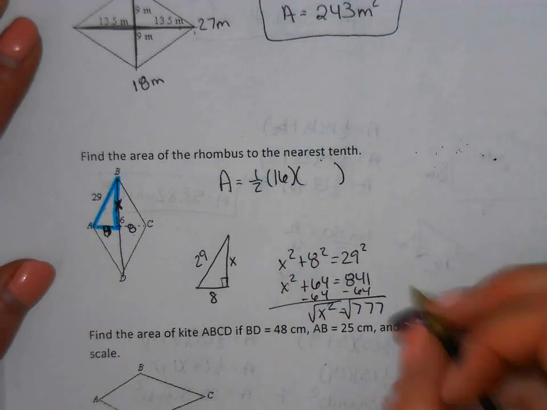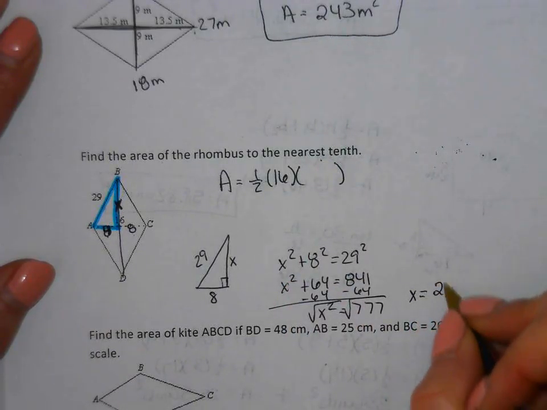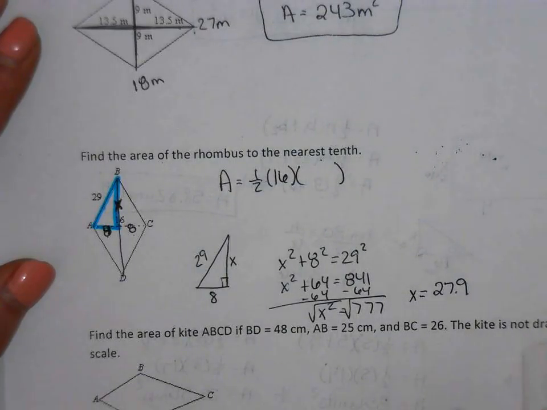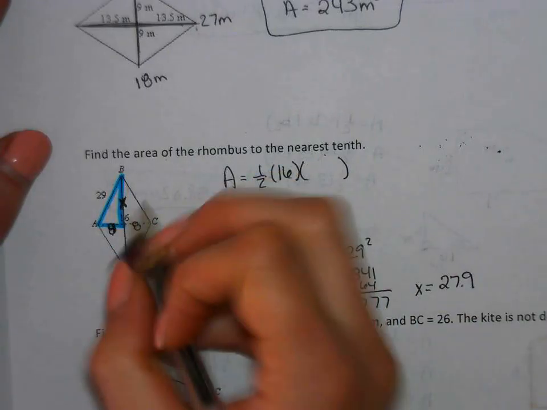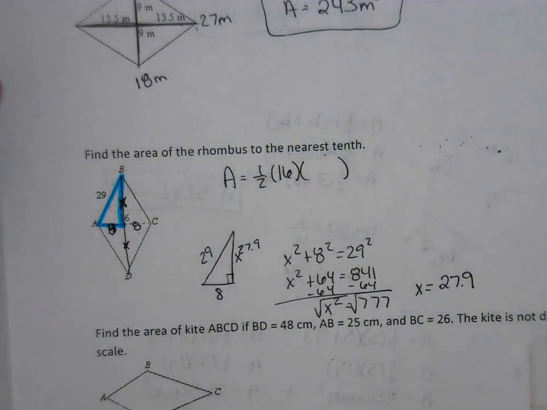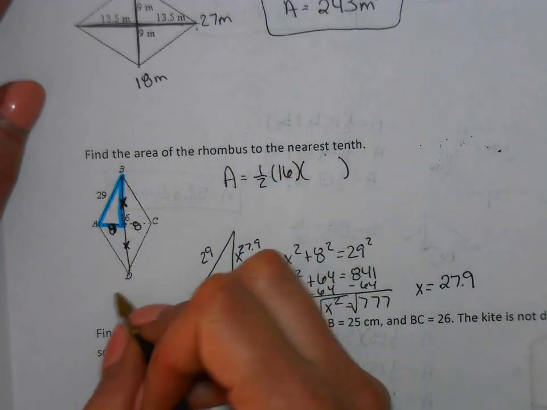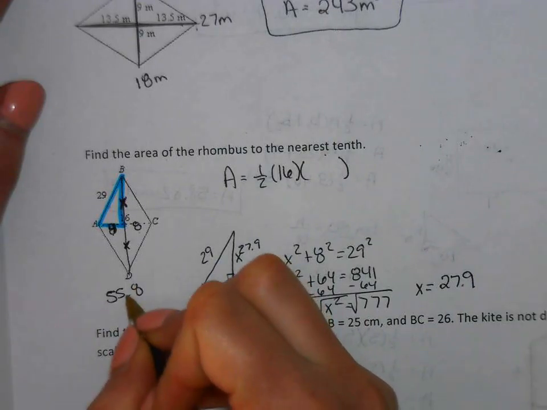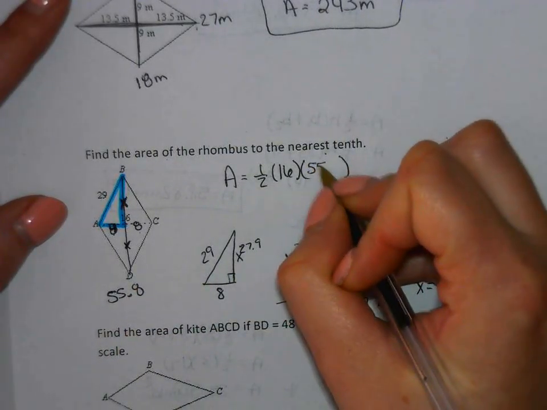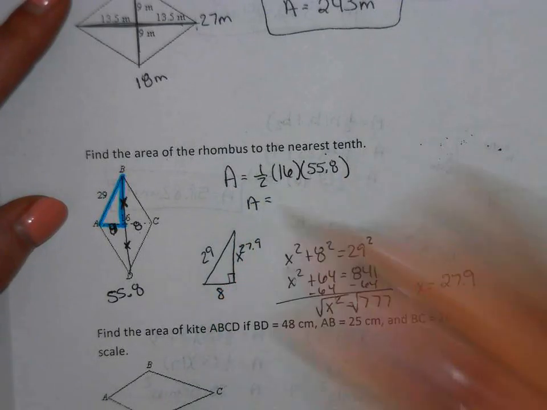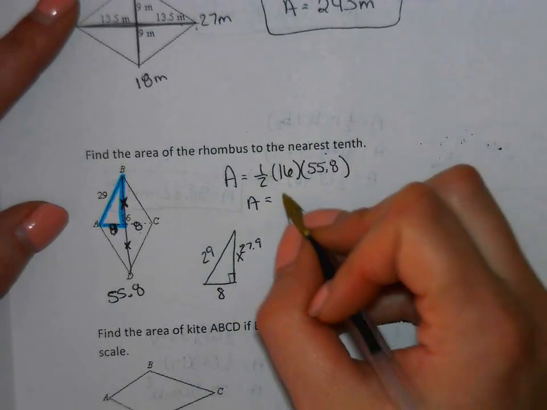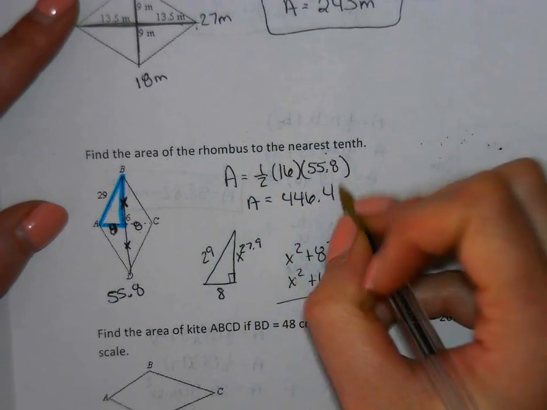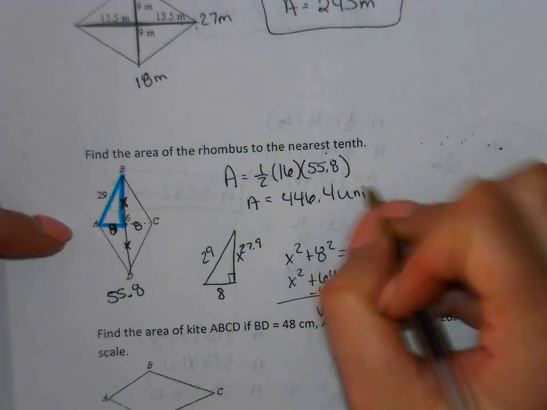We're rounding to the nearest tenth, so we are finding that the missing side length is 27 9/10. So that means this side length is 27 9/10. So that means this length is also 27 9/10. So if we take 27 9/10 times 2, we know our diagonal from B to D is 55 8/10. So our second diagonal is 55 8/10, and now we can multiply. So 1/2 times 16 times 55 8/10 is 446 4/10 units squared.